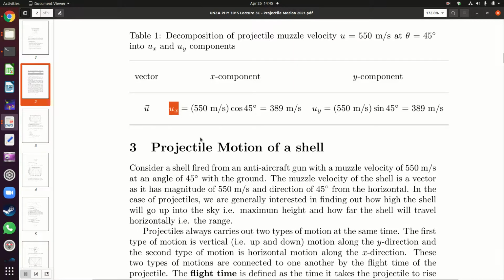So that's going to be 550 meters per second multiplied by cosine 45 degrees. This 550 meters per second times cosine 45 degrees is going to give you a velocity of 389 meters per second. Are we clear on how we have found how much of the launch velocity is going to be along the x direction? This 389 meters per second is how much of this 550 meters per second will be along the x direction. It's just the x component. Are we clear?